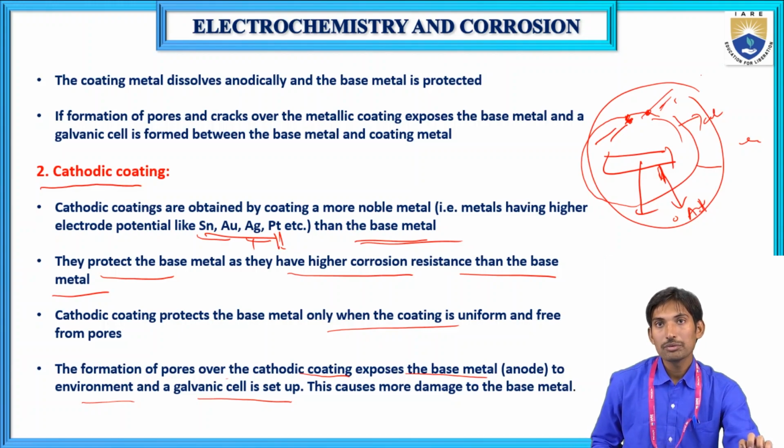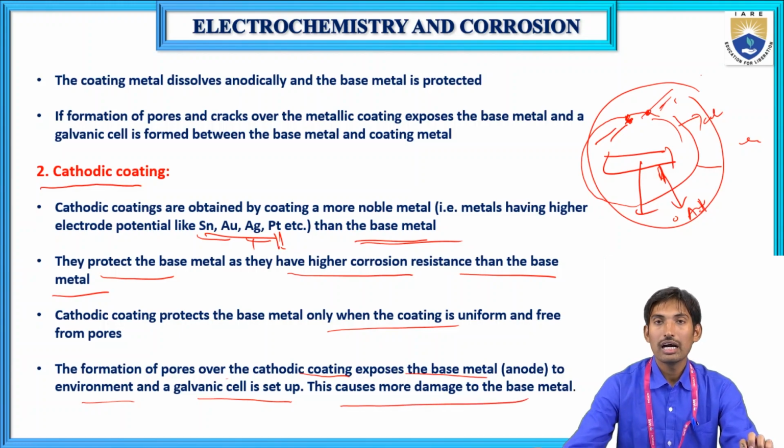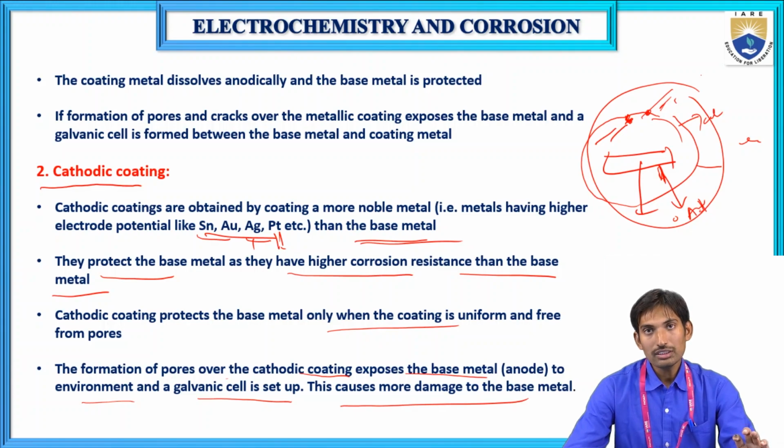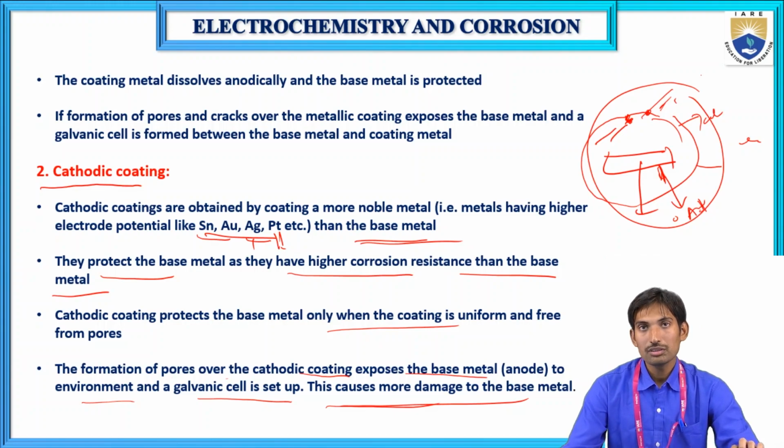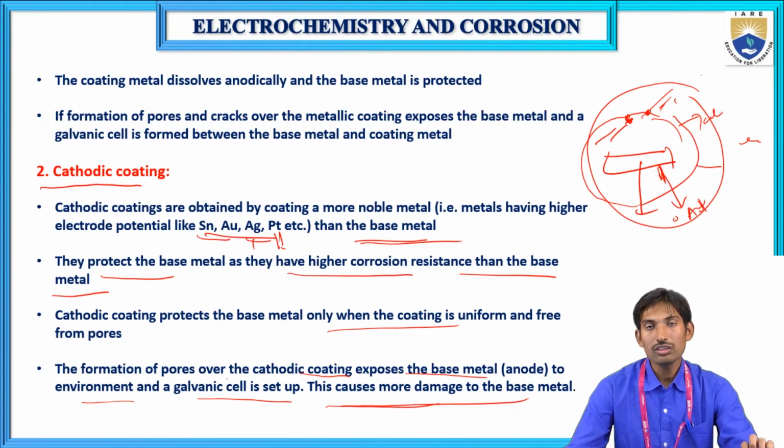This causes more damage to the base metal compared with anodic coating. In cathodic coating, if pores or cracks are there, the base metal undergoes corrosion very fast compared with anodic coating.